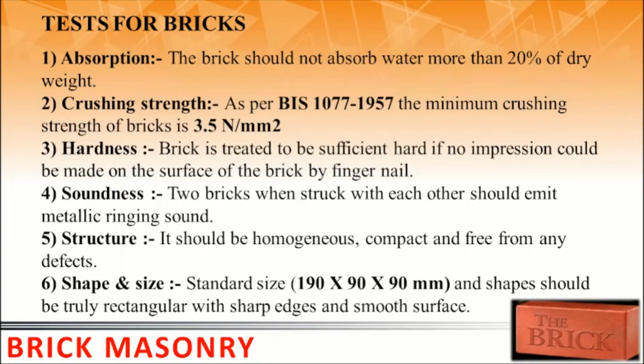The soundness. Two bricks when struck with each other should emit a metallic ringing sound. The structure. It should be homogeneous, compact and free from any defects. Shape and size. Standard size 190 by 90 by 90 mm, and shape should be truly rectangular, with very sharp edges and smooth surface. In India, it is generally 230 by 115 by 75 mm.